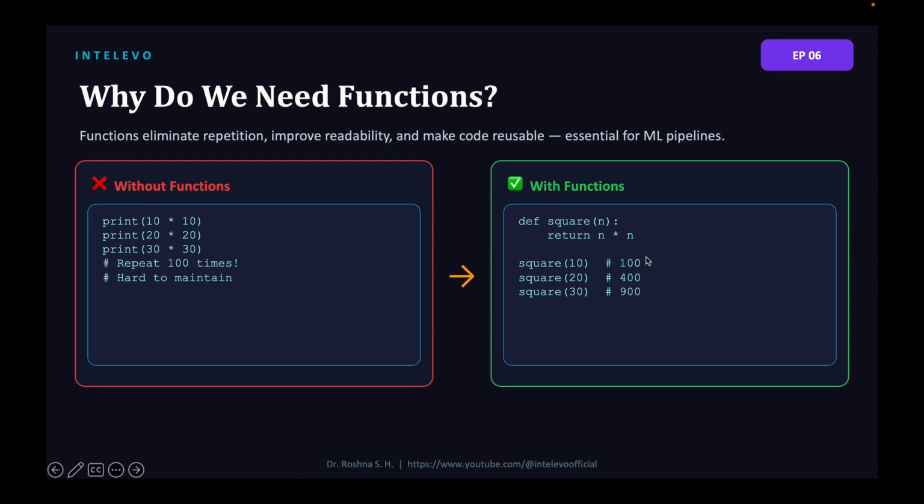Now look at this solution here. We write the logic once, give it a name called square and call it whenever we need it. This is the DRY principle of function. Don't repeat yourself. One change in the function fixes it everywhere.